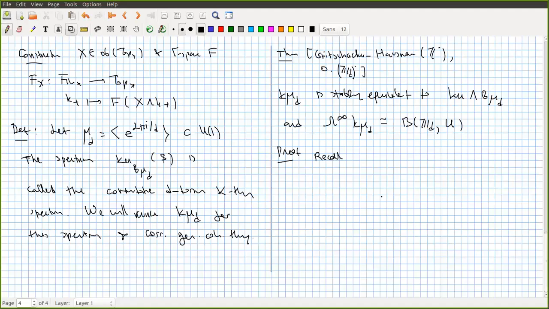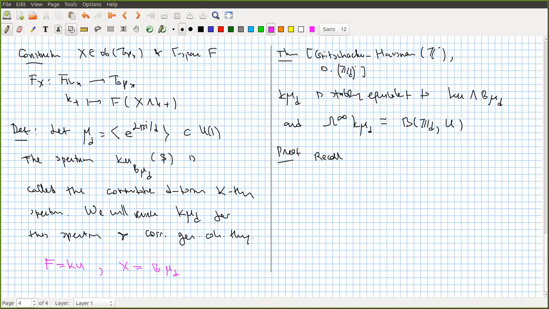Yes. This definition of the Ku spectrum. So you're using the definitions before that, F sub X. Is that what you mean by Ku sub B mu d? So can you expand that definition a little bit more? Okay. So I'm applying this construction to the gamma space Ku that we defined on the previous page, and I'm taking X to be the classifying space of mu d.